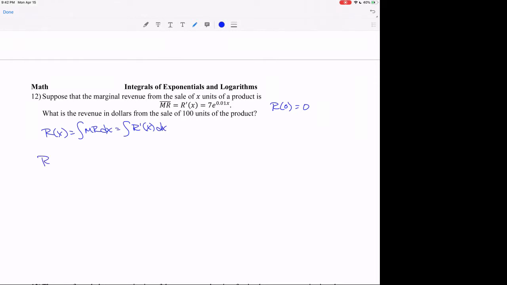So r of x equals the integral of 7e to the 0.01x dx. So u equals 0.01x, du equals 0.01 dx. So that's 1 over 0.01 du equals dx.